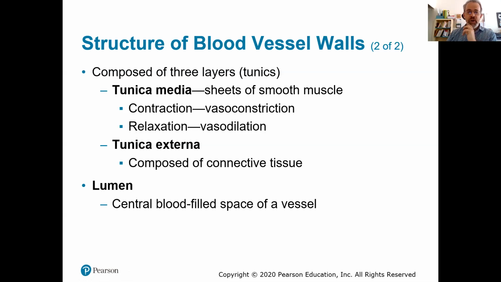Tunica externa is the outermost layer made up of connective tissue. So we have the intima, media, and externa. And of course, just adjacent to the intima is the lumen, which is the central blood-filled space where blood flows.